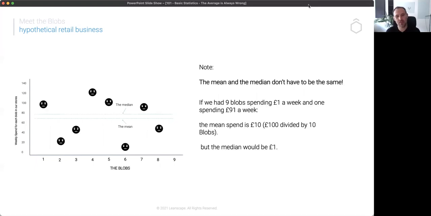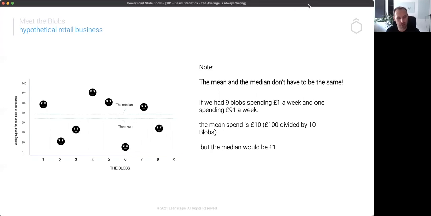A very, very simple example of this is, let's imagine we've got 9 blobs. They're all spending £1 a week. And then we've got one blob spending £91 a week. Well, the mean spend is £10, right? It's 100 divided by 10 blobs. But the median, that middle number, would only be £1. So we could very quickly see there that if we've got a £10 mean and a £1 median, something strange or something interesting is going on inside our data.